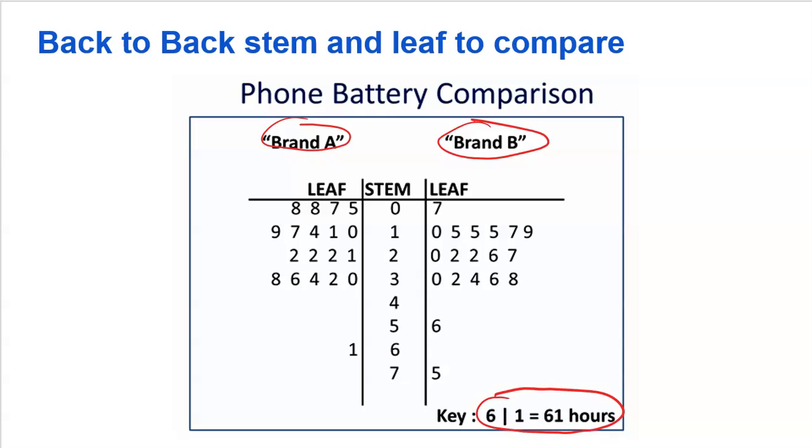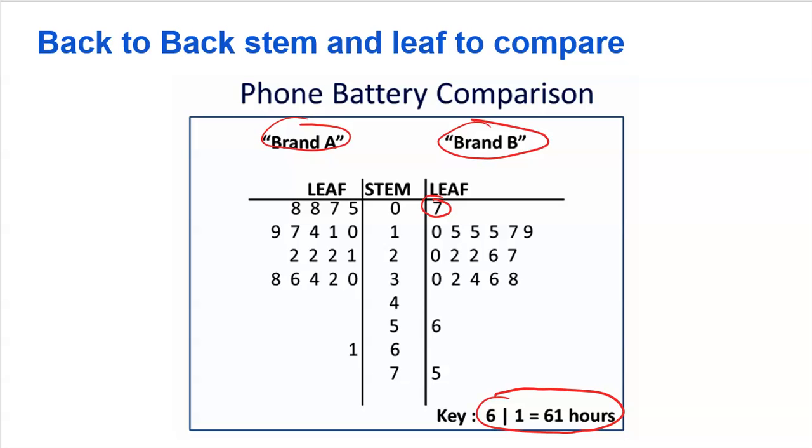Once again, these numbers are in hours. So the 0 would actually be 7 hours. So 1 battery only lasted 7 hours for brand B. For brand A, we had a 5, a 7, 8, 8. And then again, now we get into the 10s.